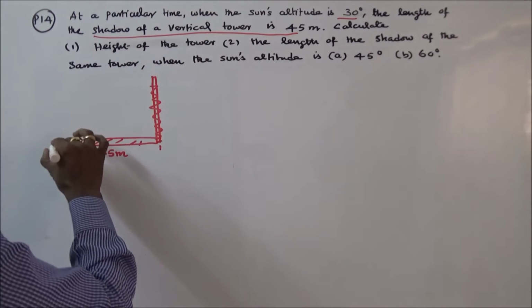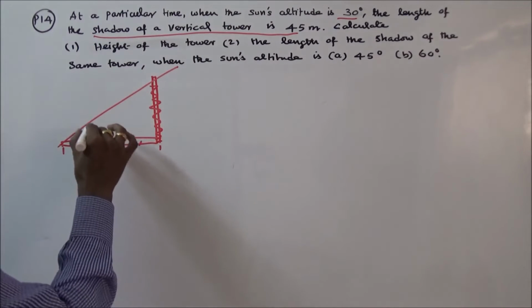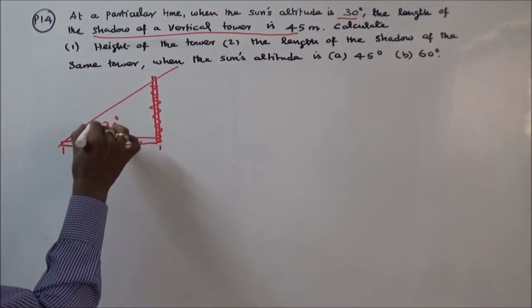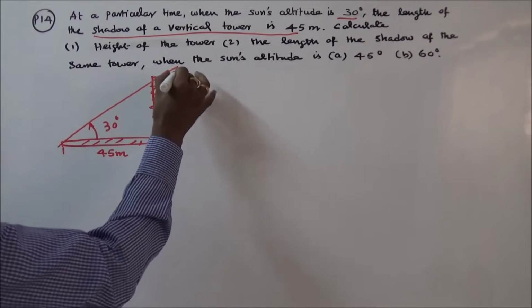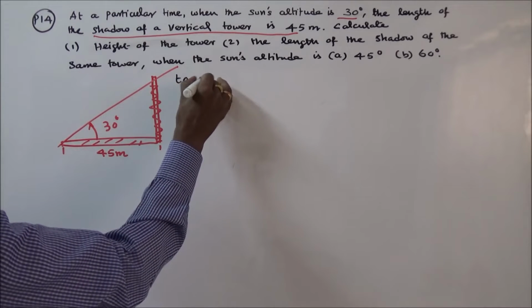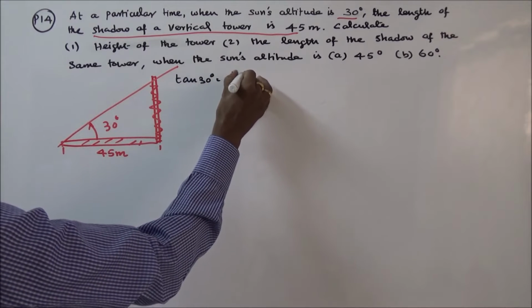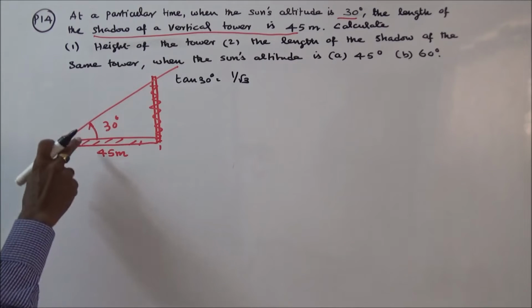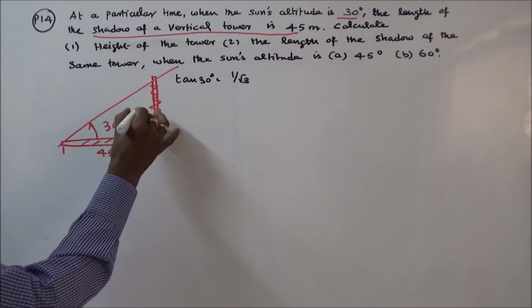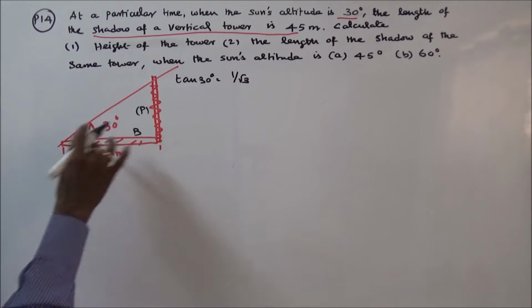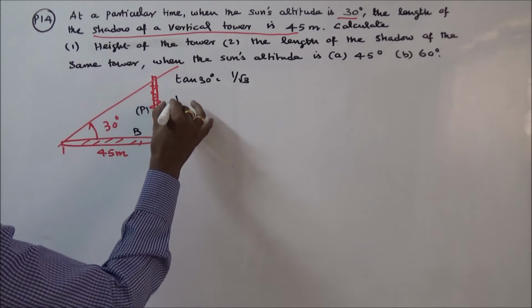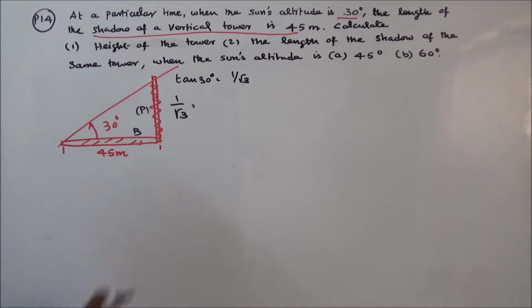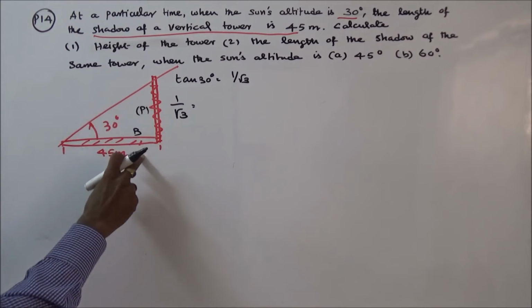The sun's altitude is 30 degrees. First question. We know that tan 30 is equal to 1 by root 3. This is the acute angle, the side opposite the acute angle is the perpendicular, and this is the base. Again, this is a simple right angle triangle. So tan 30, that is 1 by root 3, is equal to perpendicular by base.